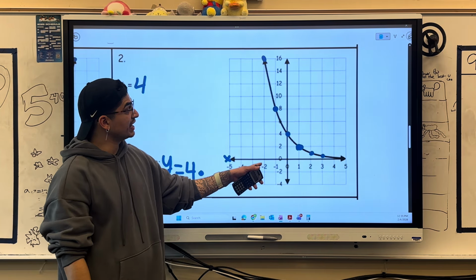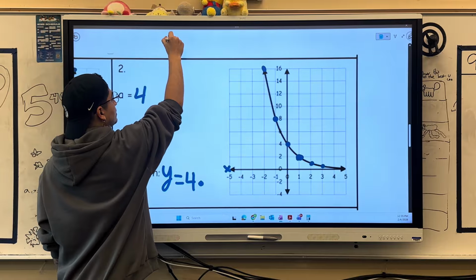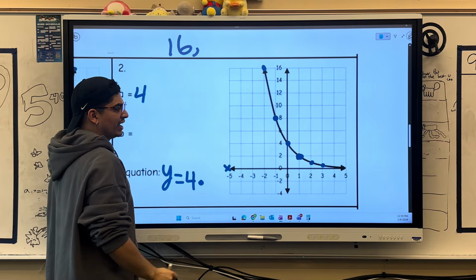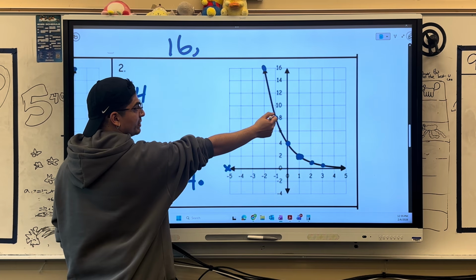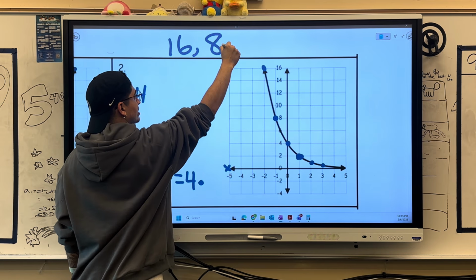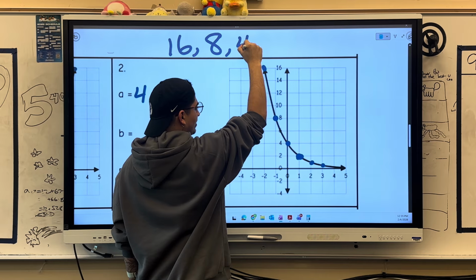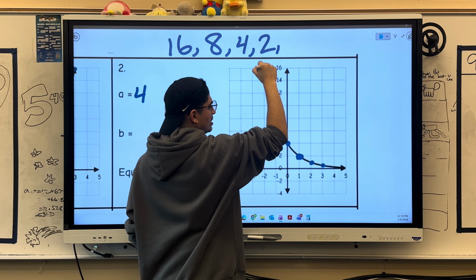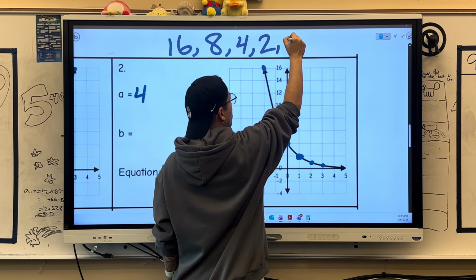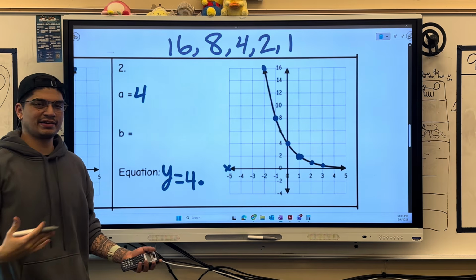When my input is -2, I have 16. When I have an input of -1, I'm spitting out the number 8. When I have an input of 0, I have the number 4. When I have an input of 1, I have the number 2. When I have an input of 2, I have 1. So what's my pattern here?